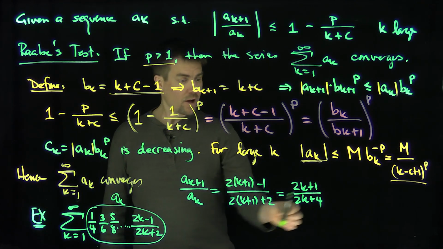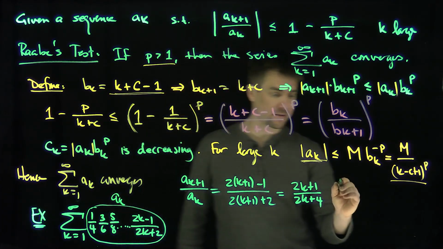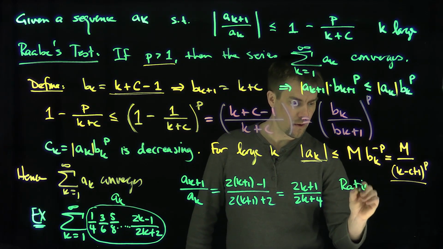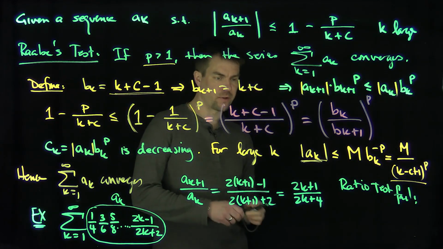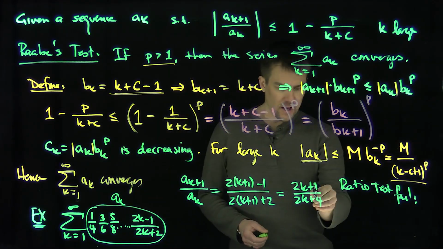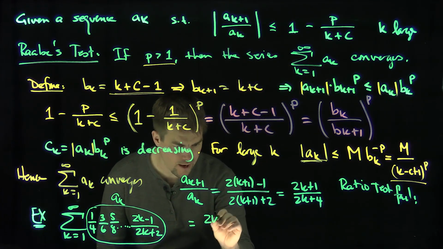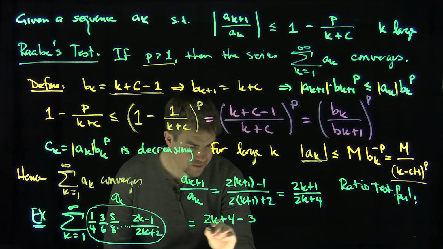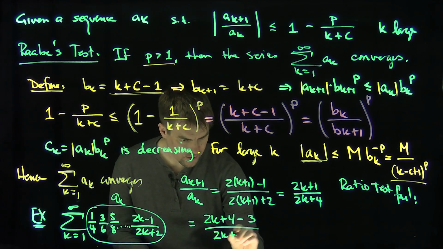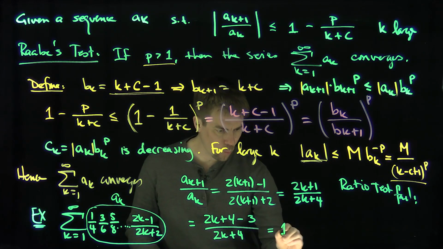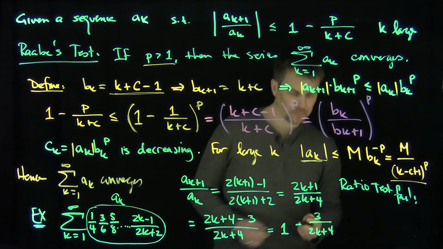So what happens as k goes to infinity? As k goes to infinity, this expression is tending to 1, so the ratio test is going to fail in this example. The ratio test fails. But let me do that division over here. I can write 2k plus 1 as 2k plus 4 minus 3, and then I have a 2k plus 4. And so this is 1 minus 3 over (2k plus 4).